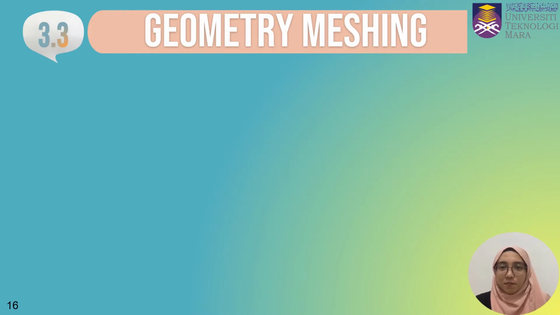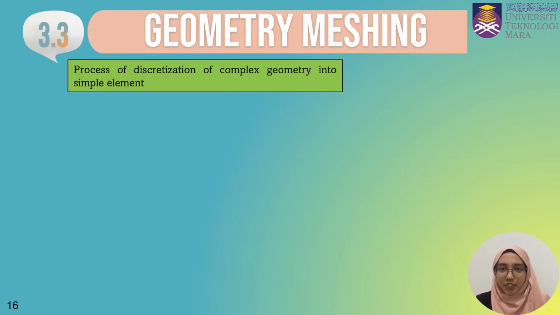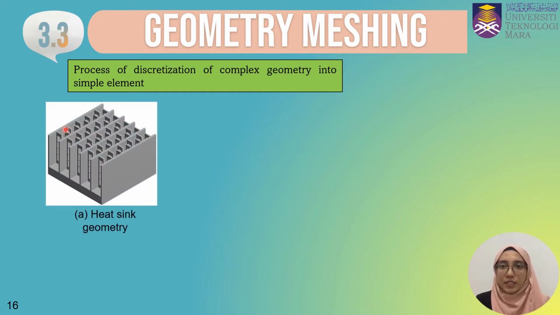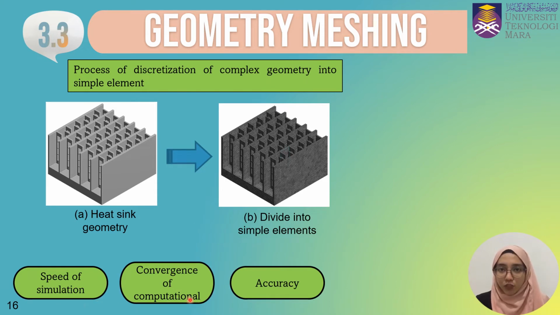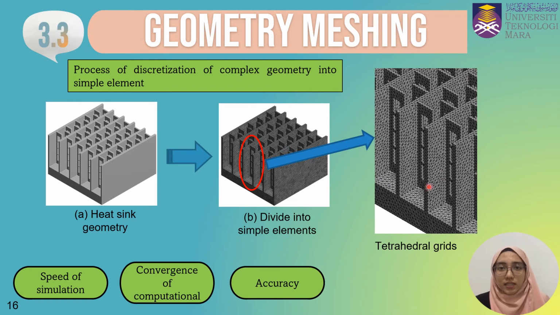The third process is meshing geometry. Meshing is the discretization process of complex geometry into simple elements. Heat sink geometry that was modeled in CATIA, as shown in figure A, will be divided into simple elements like in figure B. Meshing process will affect 3 things, that is speed, convergence of computation, and accuracy. This is because a finer set of mesh or number of grids will produce accurate results, but it requires longer computational time and more memory to run the simulation. For this geometry, it was discretized into a tetrahedral grid.